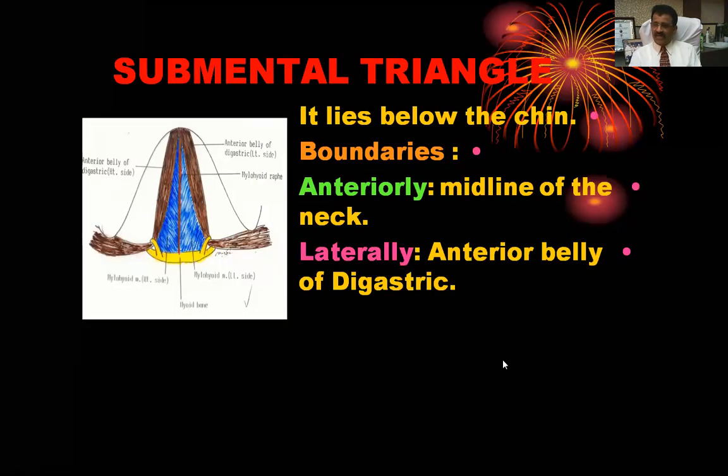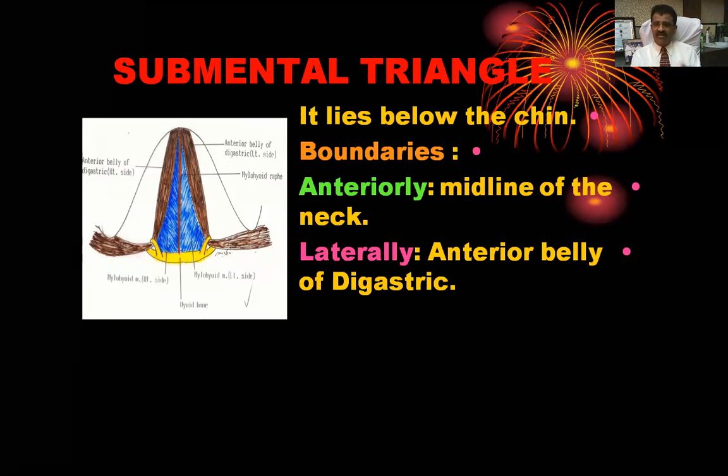Now we will take one by one all these subdivisions, that means all four sub-triangles located in the anterior triangle. When a question comes on the anterior triangle, you have to write about its boundaries and all that, plus all the subdivisions, the sub-triangles. The submental triangle lies below the chin or mentum, this portion.